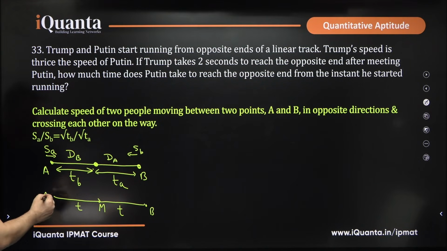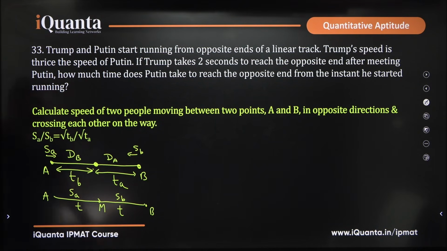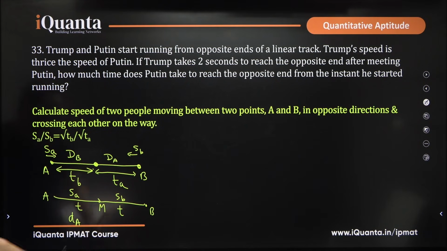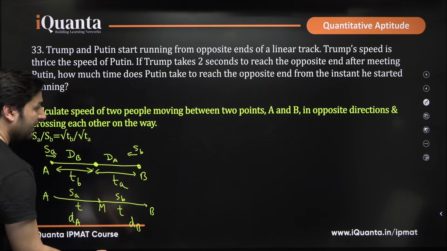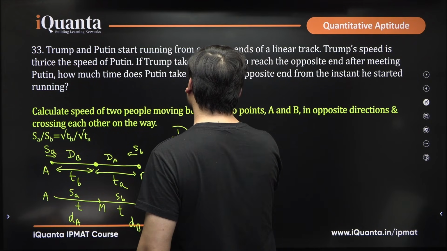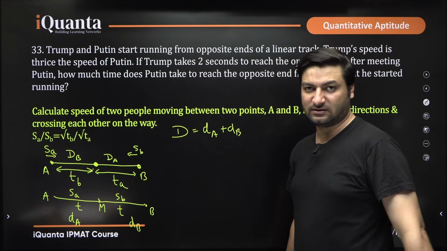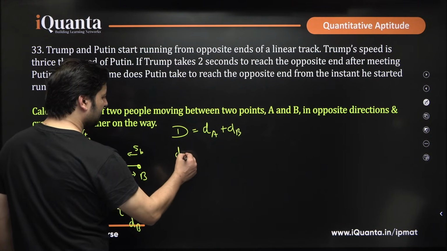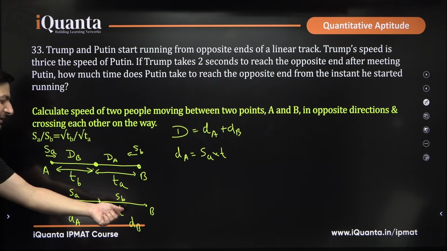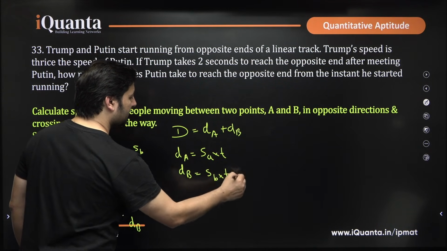In this entire time, A was running with speed of A, and in this entire time B was running with speed of B, isn't it? So this is the distance covered by A, dA, and this is the distance covered by B. Can I just say that the entire distance between these two points, if it is capital D, then D will be the sum of dA plus dB. I hope this is clear, right? If I say dA is speed of A into T, and dB is speed of B into T, right?